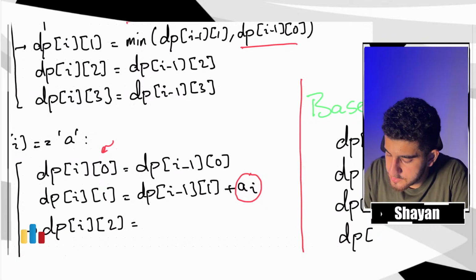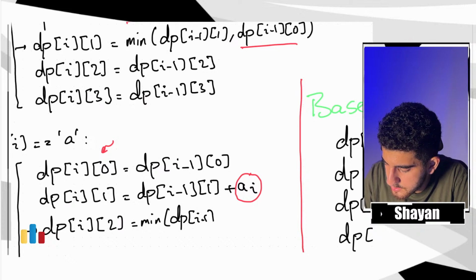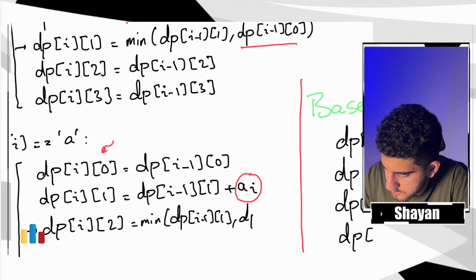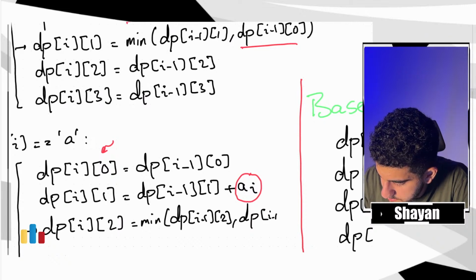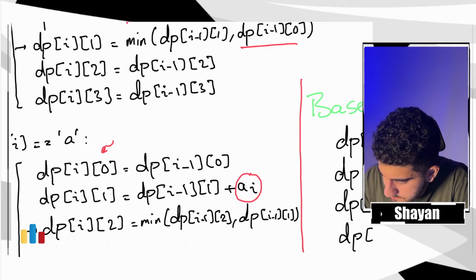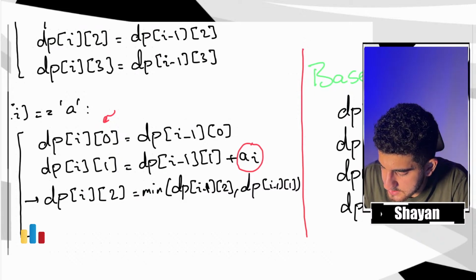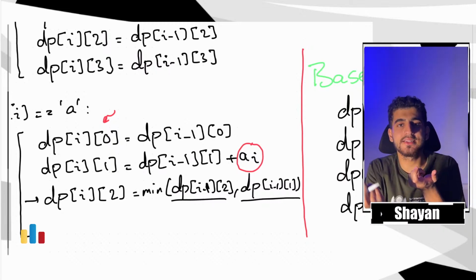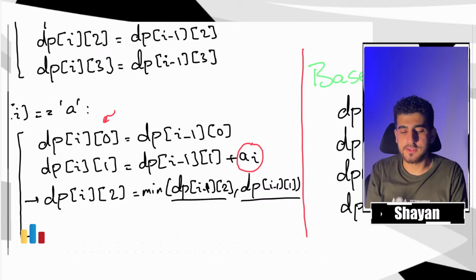So dp of i and 2 is equal to the minimum of dp of i minus 1 and 1, and dp of i minus 2 and 2, and dp of i minus 1 and 1. Okay, so this is the case that it is the same. This is the case that we already had H and now an A is added. So now we had a transition to dp of i and 2.